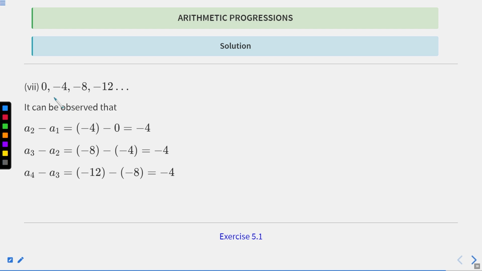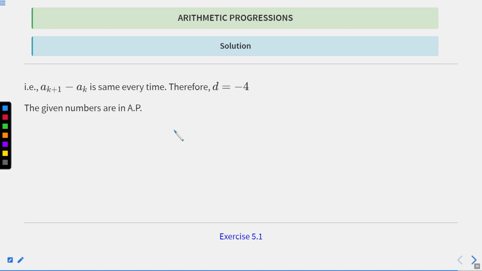Now, let us see the next one. We are given 0, -4, -8, -12, and so on. It can be observed that A2 minus A1 is equal to -4 minus 0, which is equal to -4, and A3 minus A2 is equal to -8 minus (-4), that is equal to -4. A4 minus A3 is equal to -12 minus (-8), which is equal to -4. So A(k+1) minus A(k) is the same every time. Therefore the common difference d is equal to -4. So the given numbers are in AP.